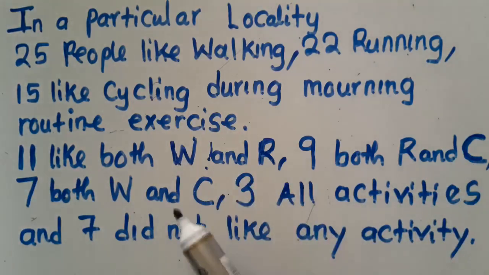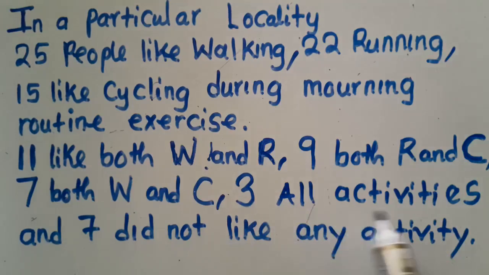The reason why I've done this is so that you can easily see and understand this properly, because if I were to write these out, I would have written a long paragraph. So hope you are going to understand this. The question is saying 7 like both walking and cycling, 3 liked all activities, and 7 did not like any activity.